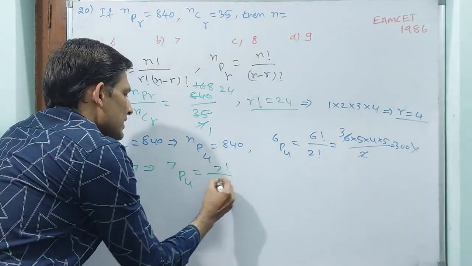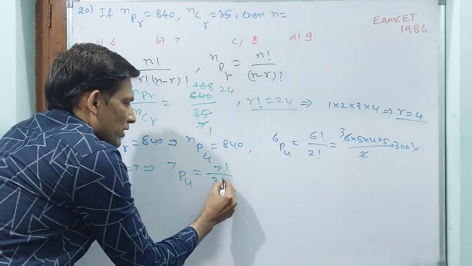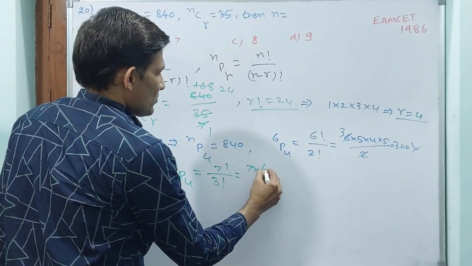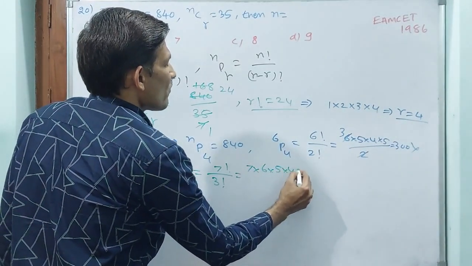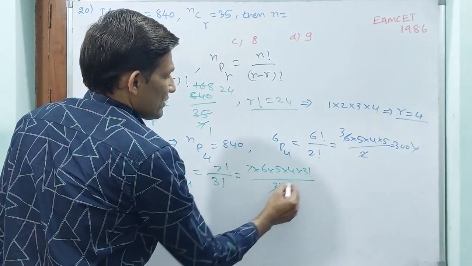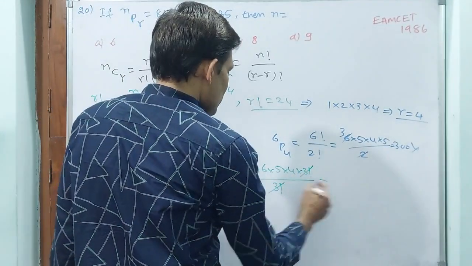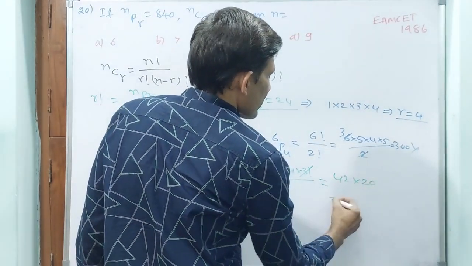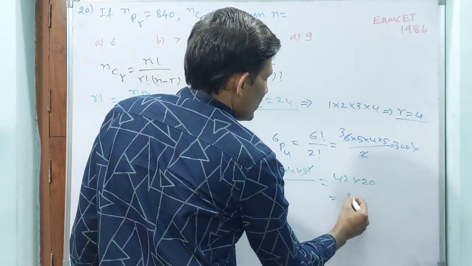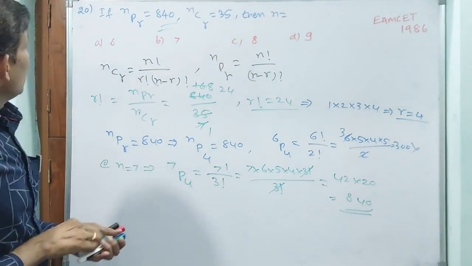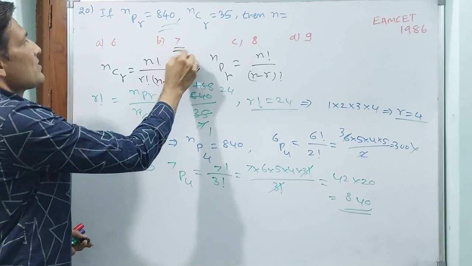7 factorial by 7 minus 4 factorial, 3 factorial, that is equal to 7 into 6 into 5 into 4 into 3 factorial by 3 factorial. 3 factorial and 3 factorial will cancel out. That means 7 6s are 42 into 5 4s are 20, 4 8s 840. Understand? Now the answer is n equals 7.